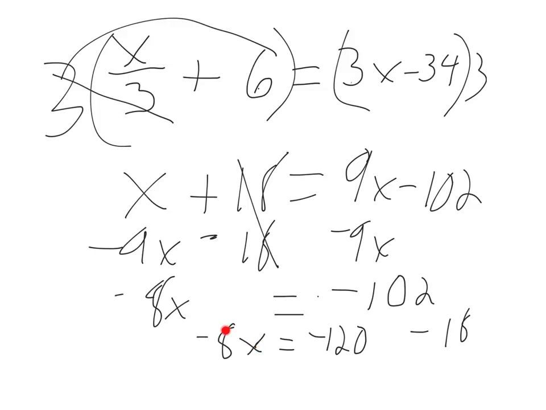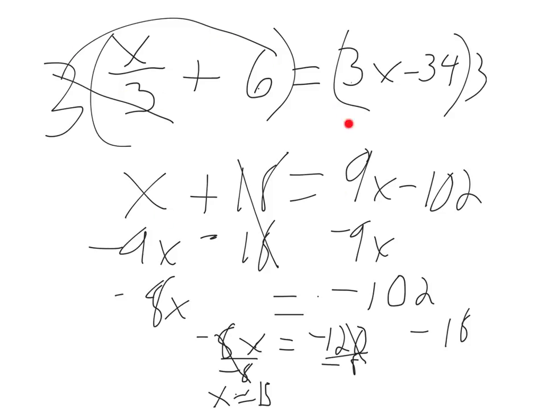So again, the opposite of multiplication is division. So we're going to divide by a negative 8. And if we do it to that side, we're going to do it to this side over here. That cancels out. Also, if you've been working with me, you know a minus divided by a minus gives you positive. And so that's going to give you x equals positive 15. So the answer will be x equals 15.